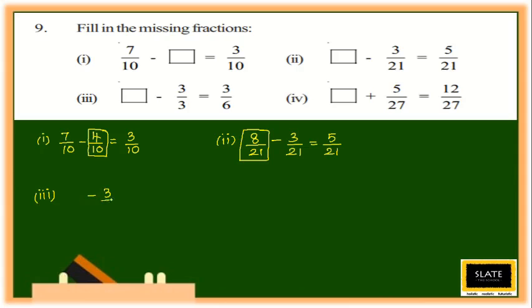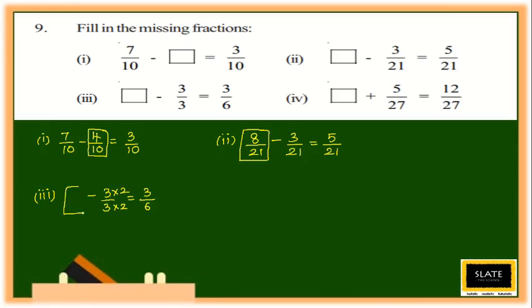Here minus 3 by 3 is equal to given 3 by 6. Again we need to fill this fraction here. But here denominators are different. Here 6 is there, here 3. So how to simplify this now? So let us make equal denominator so that we can get this answer easily. To get 6 here, what should be multiplied? Yes, into 2. The same number to be multiplied with numerator also.